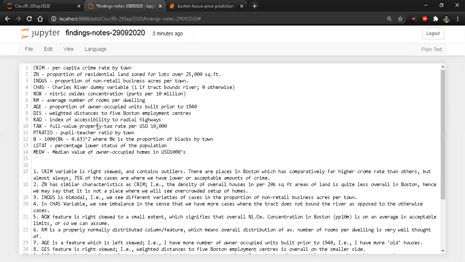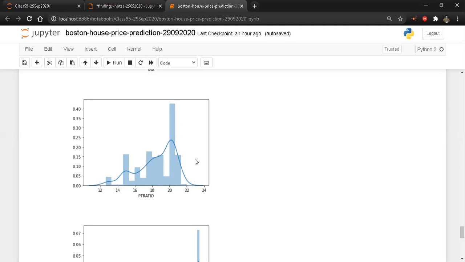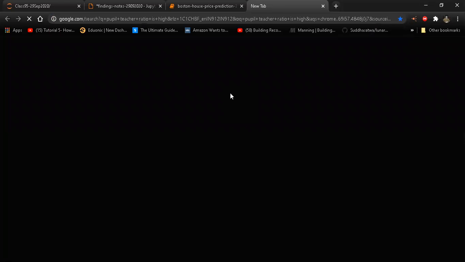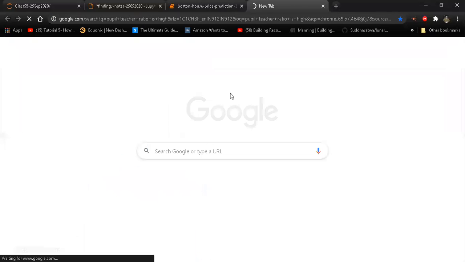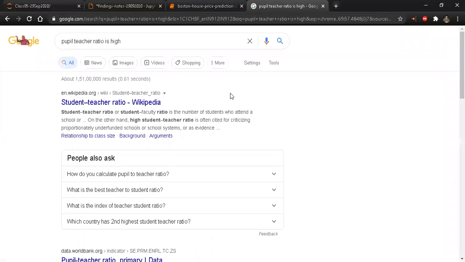So pupil teacher ratio by town, pupil teacher ratio is higher. Is my understanding correct? Let's think about this. Let's do some Google search. Why take a risk? Pupil teacher ratio is high. What does this mean? Okay, I'm just trying to show you the entire workflow, because this is something that you will need to do yourself whenever you are working in a project.